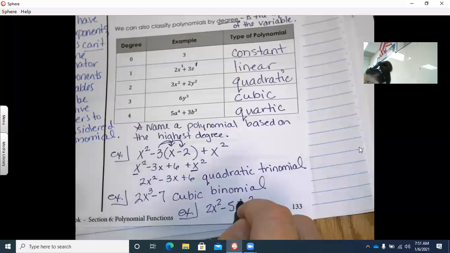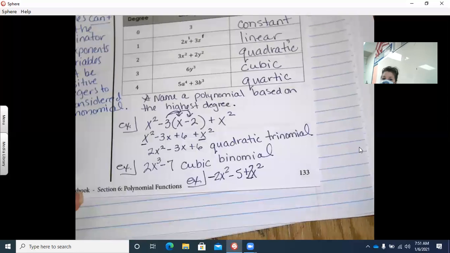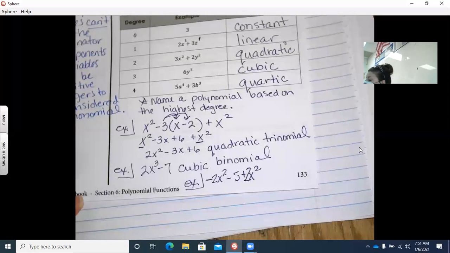I meant to say, let's see, negative 2x squared minus 5 plus 2x squared. I know that's messy. Can I simplify anything? Negative 2x squared and positive 2x squared. Don't they cancel? And leave me with what?